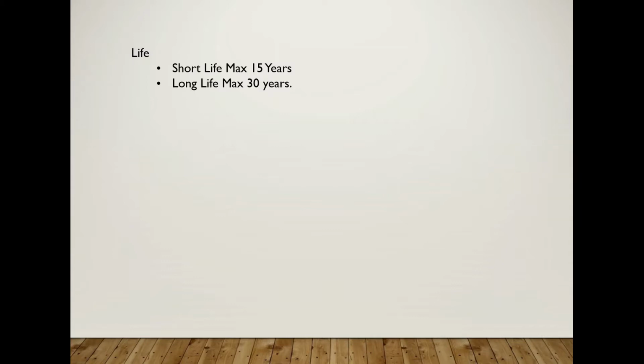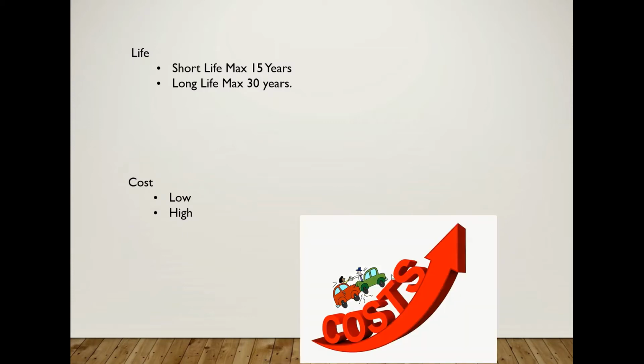Then cost. Initial cost is very low for flexible pavement. For rigid pavement, initial cost is very high, but maintenance cost is very low in rigid pavement, whereas maintenance cost is somewhat higher in flexible pavement. So this is the basic difference. You can have a picture.